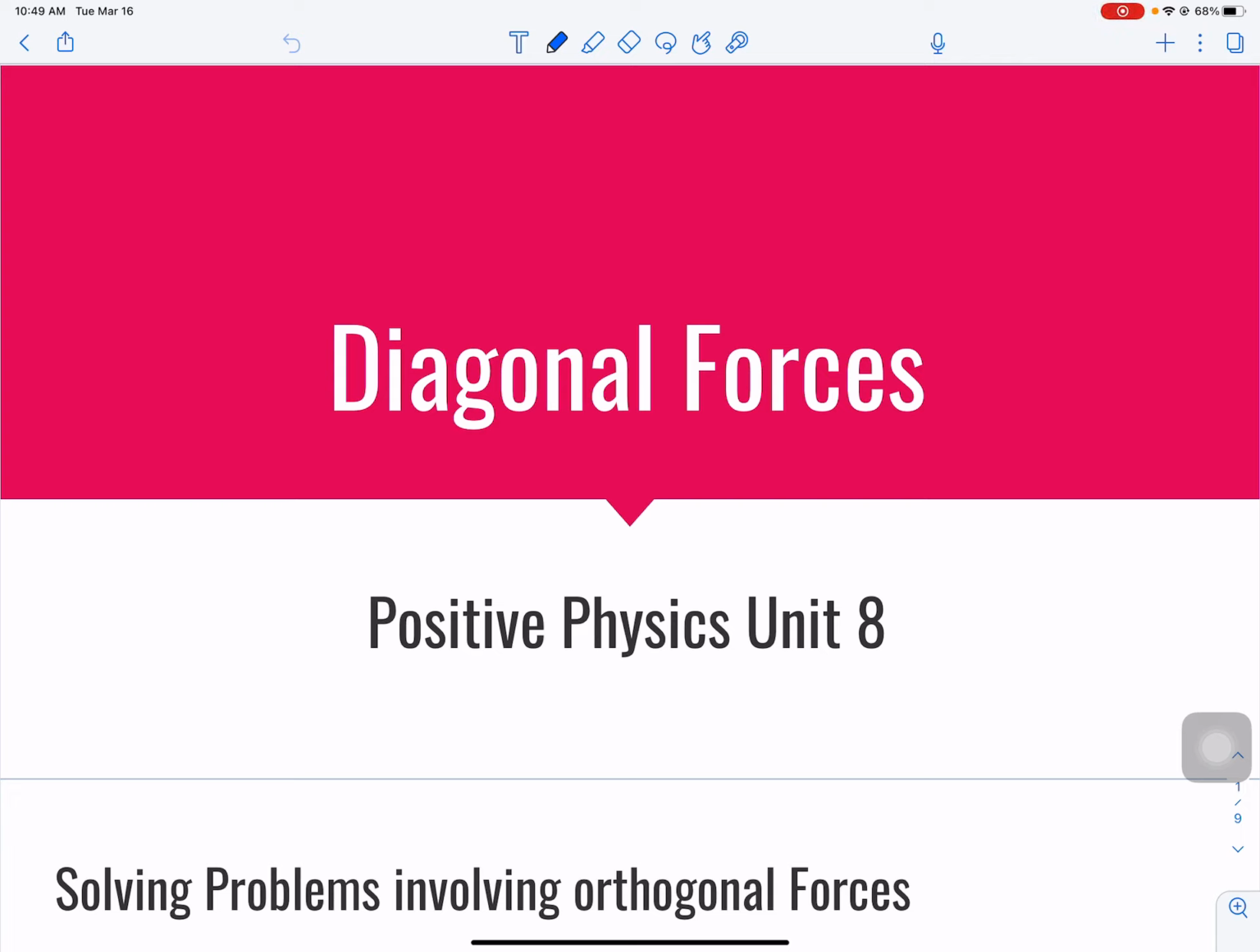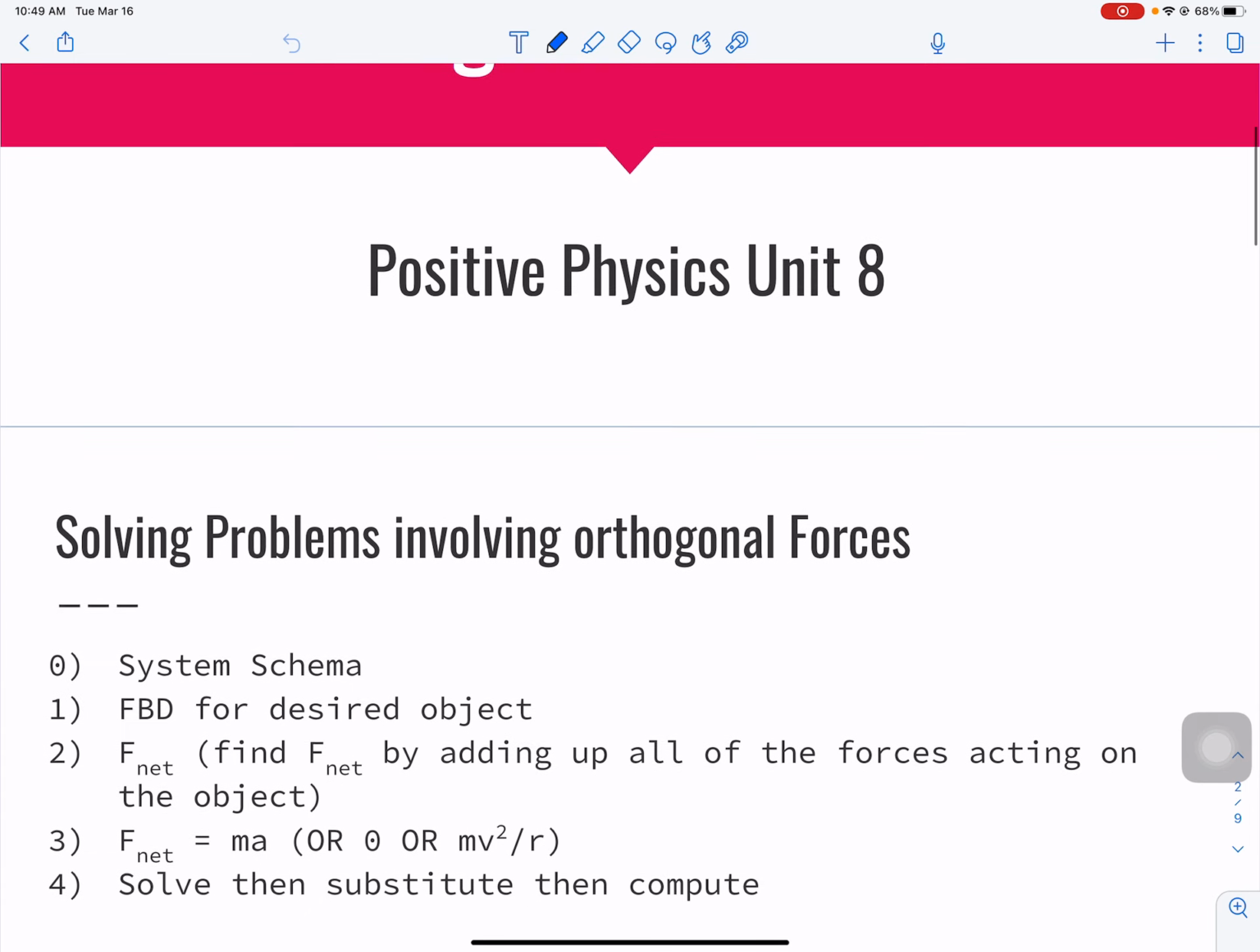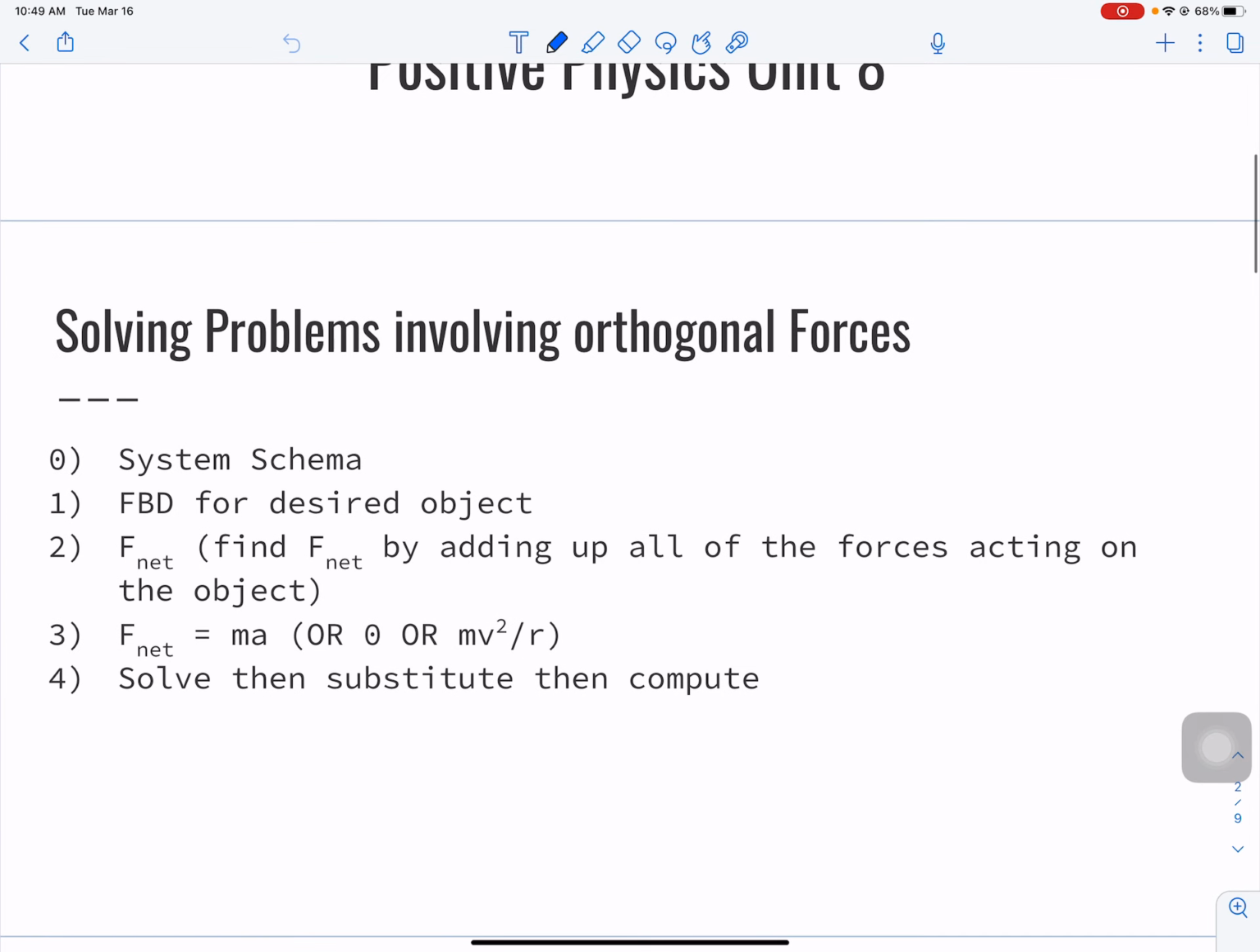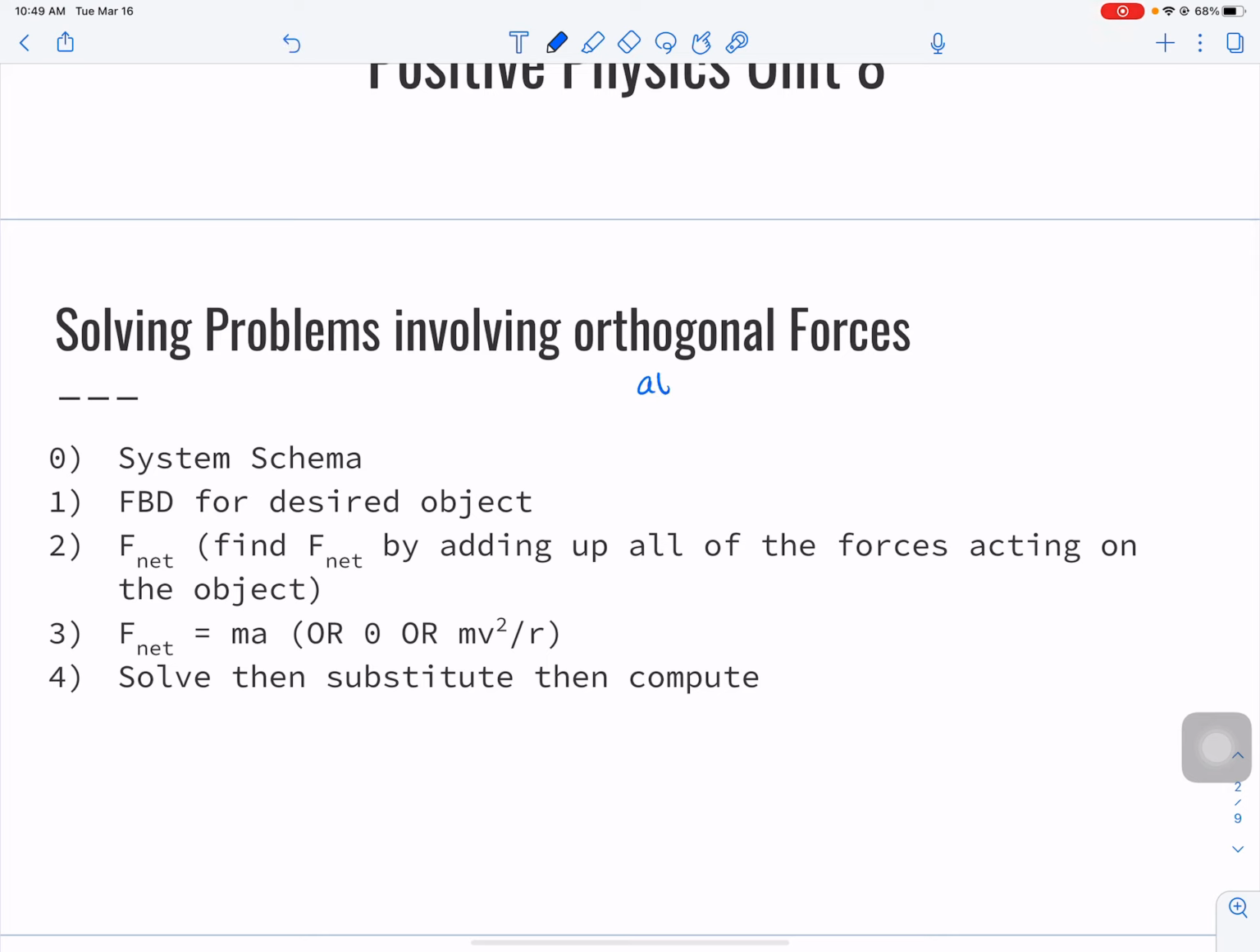All right, so this video is about diagonal forces, and it should prepare you to do Positive Physics Unit 8. So we're going to do a little bit of review. When we have problems involving orthogonal forces, this is the method that we use. So orthogonal means at right angle.